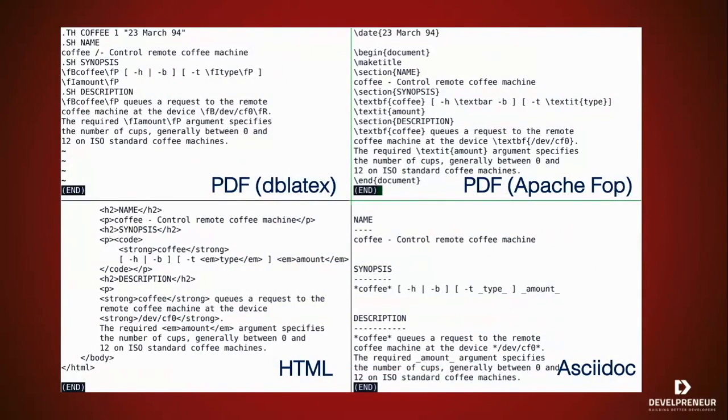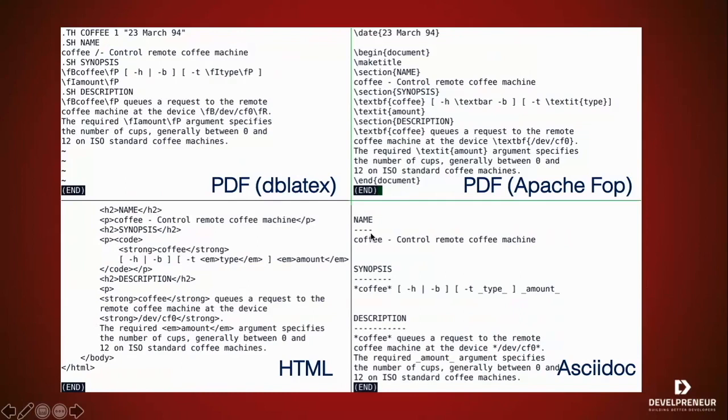And so here's an example of four different flavors of the same document. Down here in the right-hand corner is a clean man page text written in AsciiDoc. Above it is the same text in PDF Apache FOP. To the top left, this is your standard PDF file. If you actually try to read the text of a PDF, this is what you would see. And then in the lower left is how this text would look in HTML.